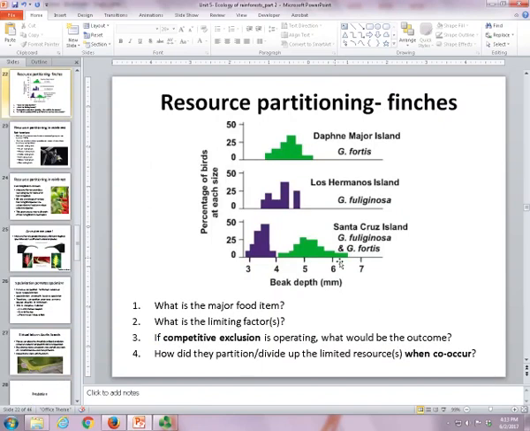Okay, so let's see whether you guys can answer these questions based on our second case study. What is the major food item? What is the limiting factor? And again, if competitive exclusion is operating, what would be the outcome? And also finally, how did they partition or divide up the limited resources when they co-occur? Okay, so I hope that you guys can find answers for these.